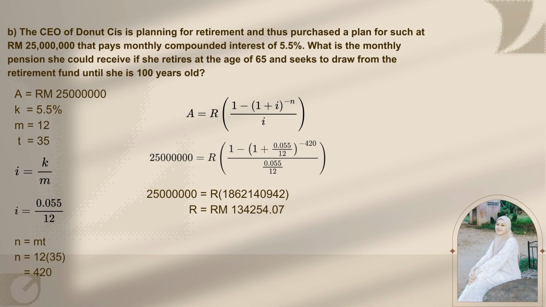Therefore, let's put out all the information such as A, K, and T, then find the value of I and N. Then use the present value formula to find the value of R. After that, we need to substitute all the constants with all the information that we found just now. Therefore, R is equal to 134,254 ringgit and 7 cents.